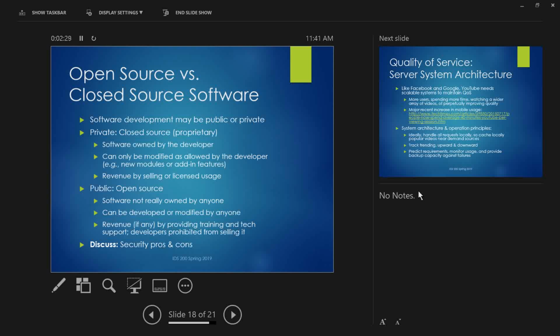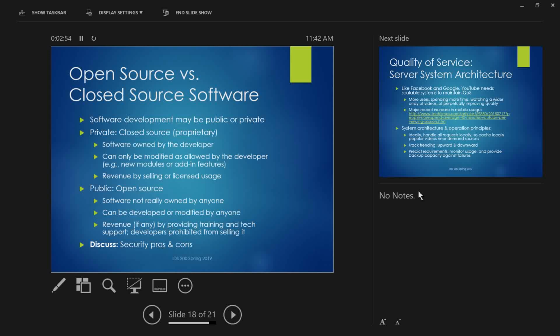The source code has been made public, and the understanding is, it's sort of an open group participation thing to the broader public. So how can you say it's owned by anyone when there's a whole group of people that come in and have contributed to it from outside the organization? So software isn't really owned by anyone, can be developed or modified by anyone, and the revenue, if there is any, you can't sell it because you don't own it.